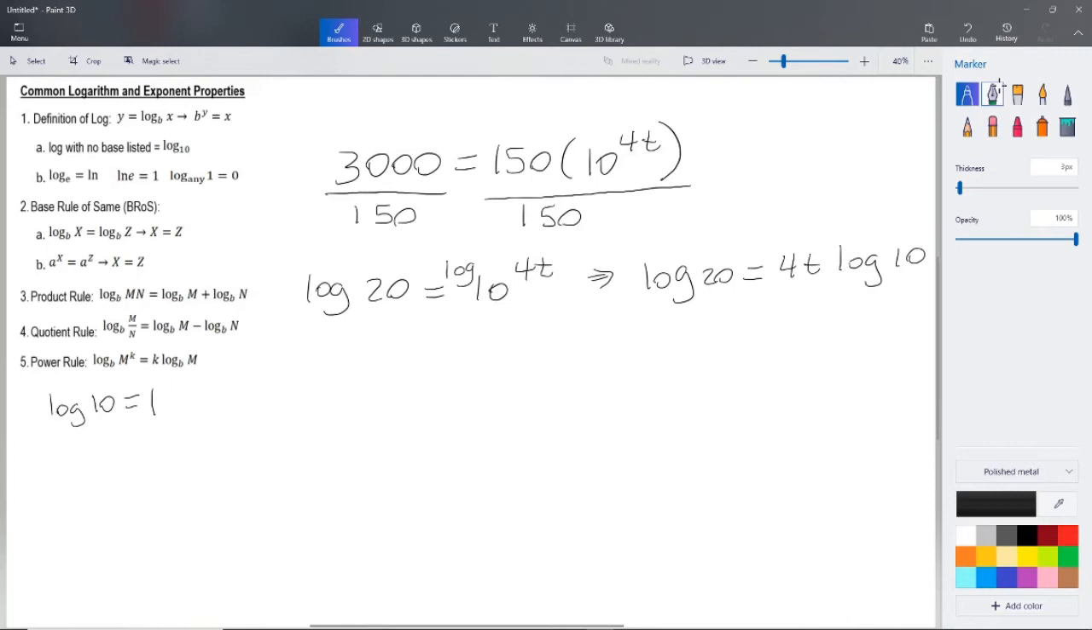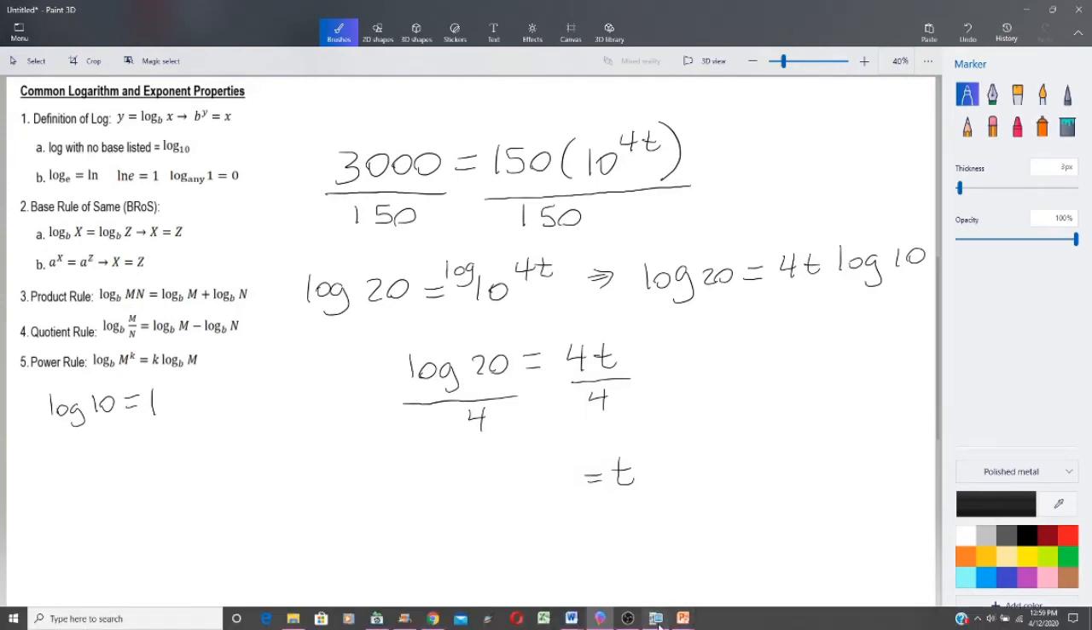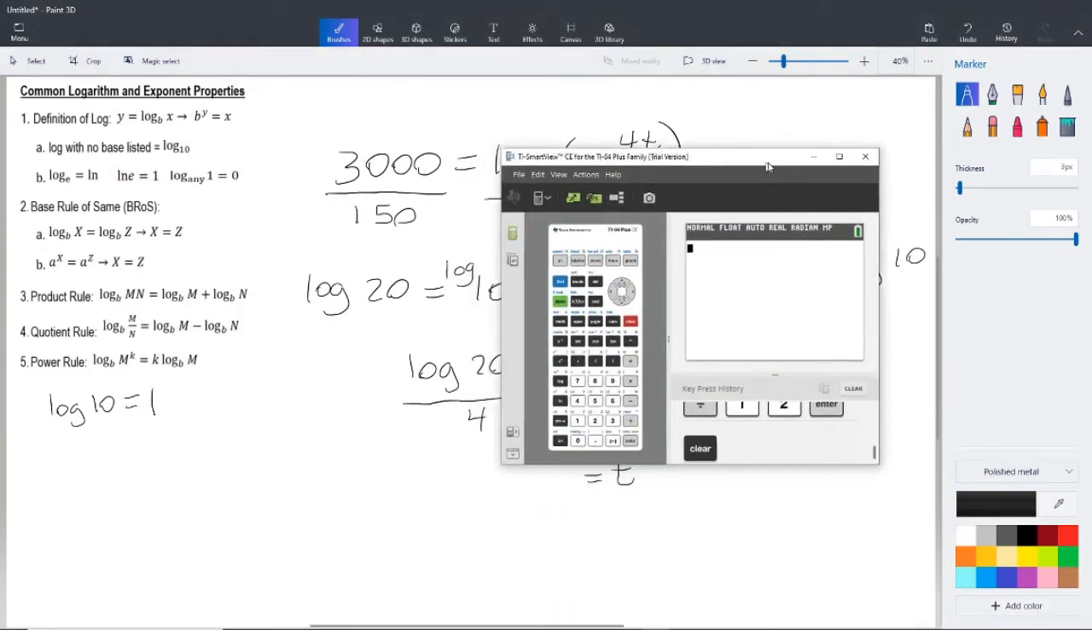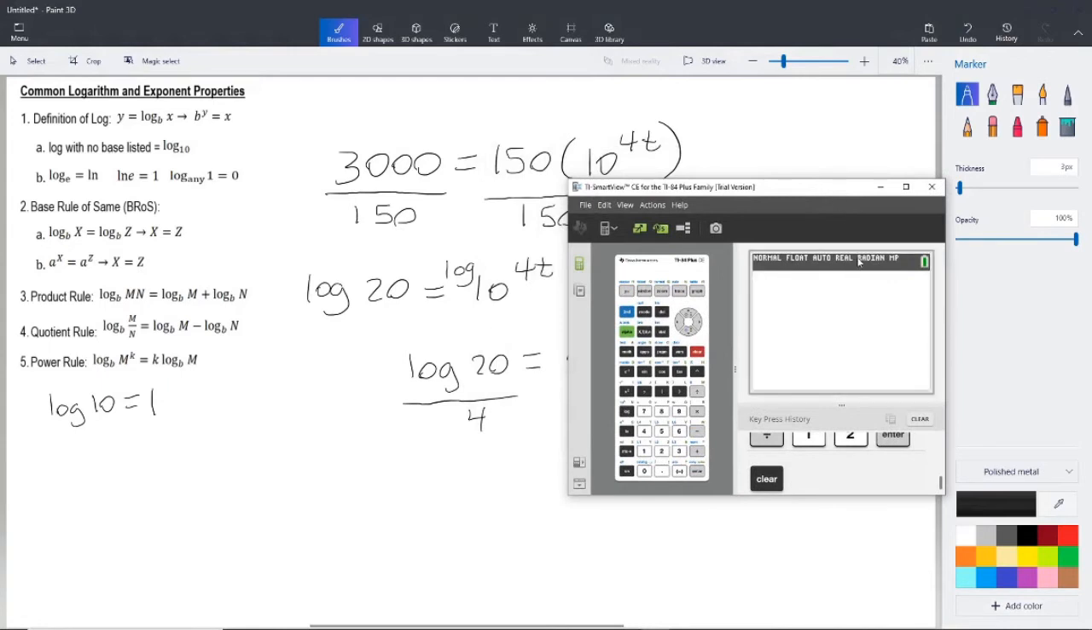All right, what this gives us is that we have the log of 20 still on the left, and now with our rule of log 10 equaling 1, we have 4t on the right. So to solve for t, we're going to divide both sides by 4. And now we'll be able to solve for what t is equal to. Let me bring up a calculator I have on the computer so we can see this work together. In this case, we're doing log of 20 divided by 4.